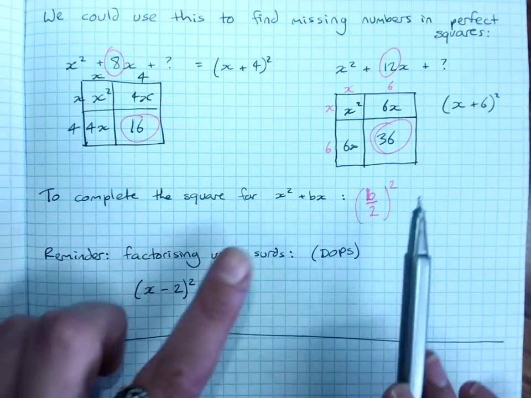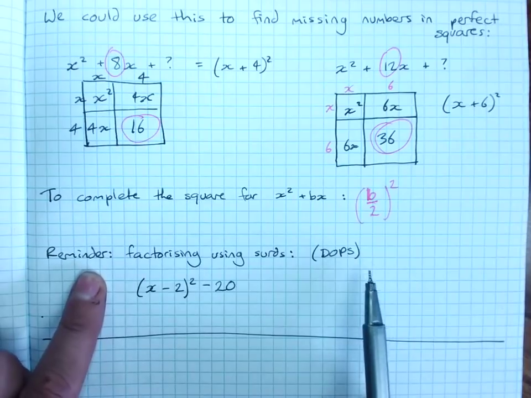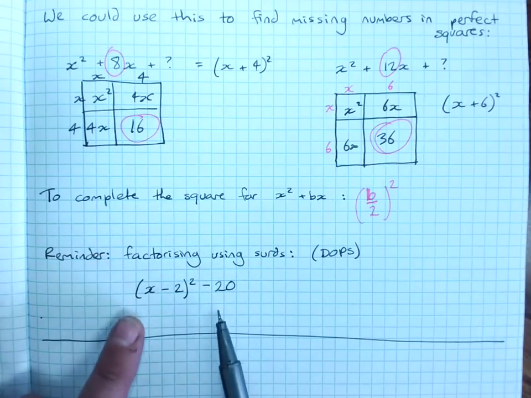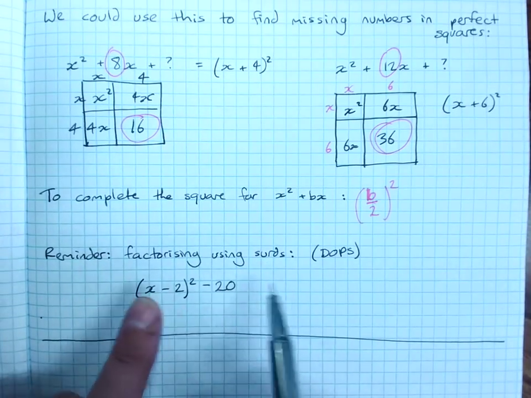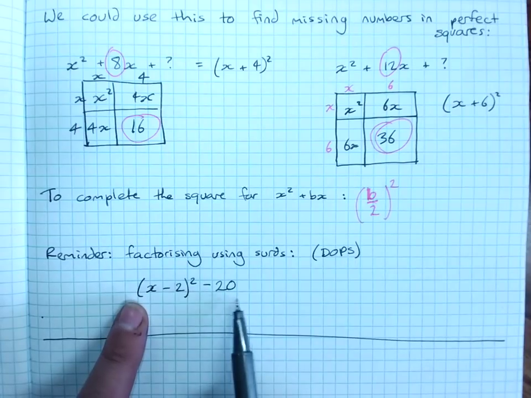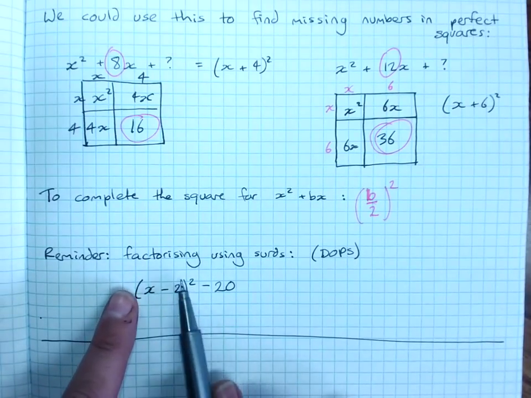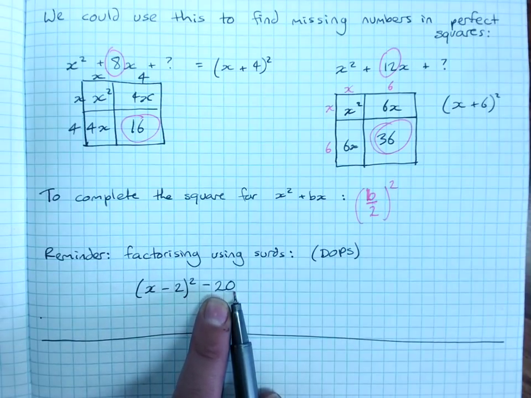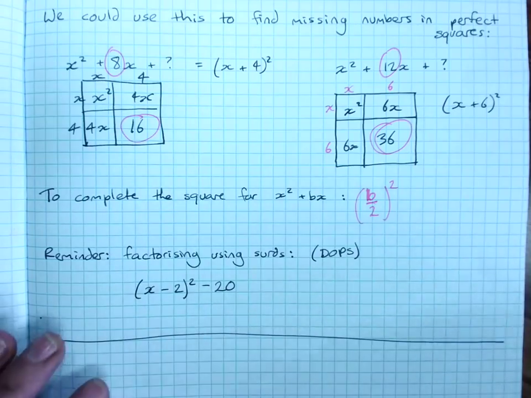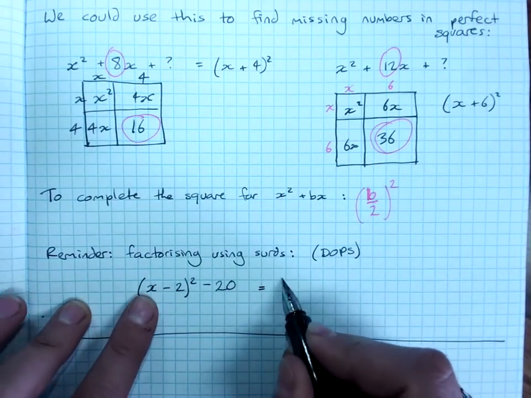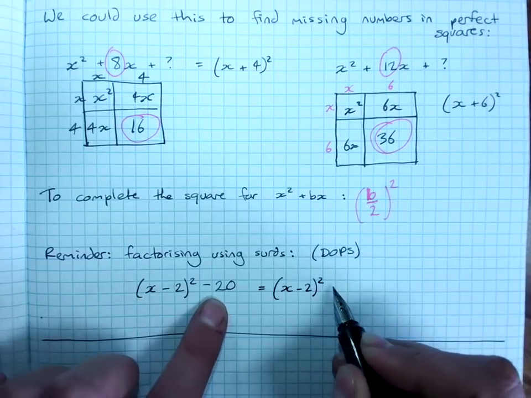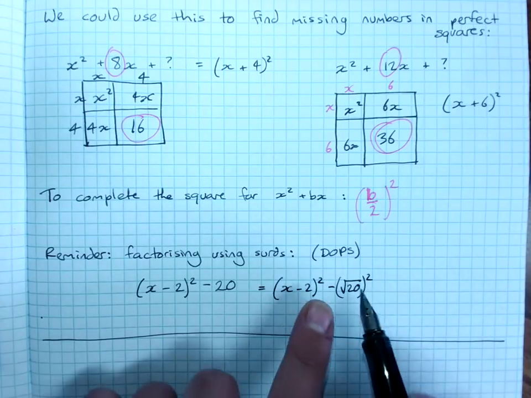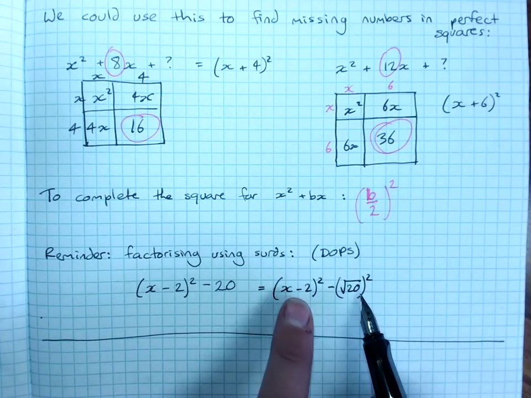Totally separately to that, that was perfect squares. Just a reminder about difference of perfect squares and factorizing, because we're going to be using this concept as well. If I asked you to factorize this using surds, you'd recognize that this is a difference of perfect squares. This is a perfect square, difference, and this can be written as a square if I write it as the square root of 20 squared. So this is x minus 2 squared minus the square root of 20 squared. Now I can see that this is a difference of perfect squares.